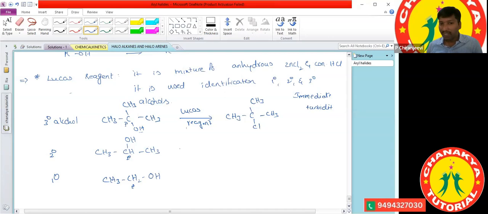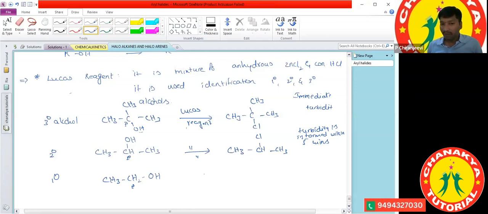Similarly, when the secondary alcohol is treated with the Lucas reagent, it forms 2-chloropropane, CH3-CHCl-CH3. The formation of 2-chloropropane takes 5 minutes. Turbidity is formed within 5 minutes. Now you have the clarity.